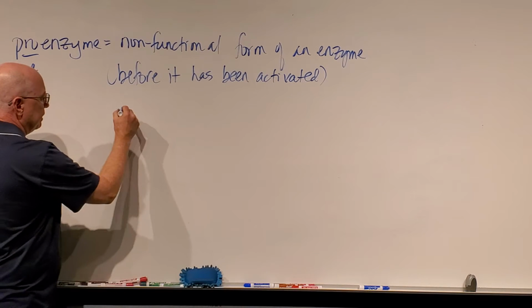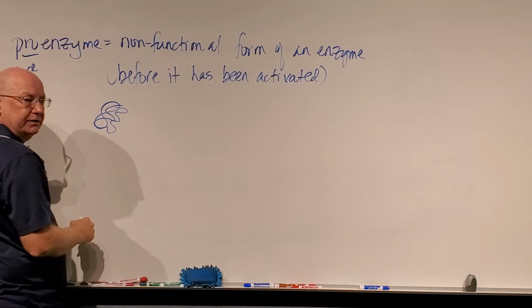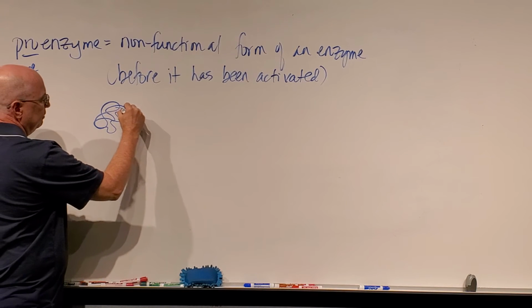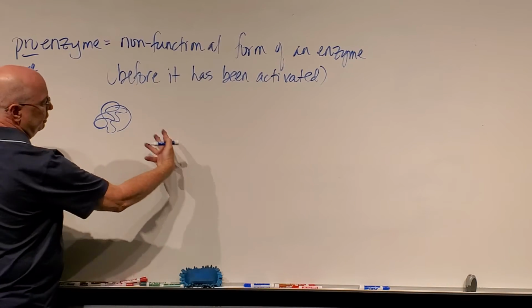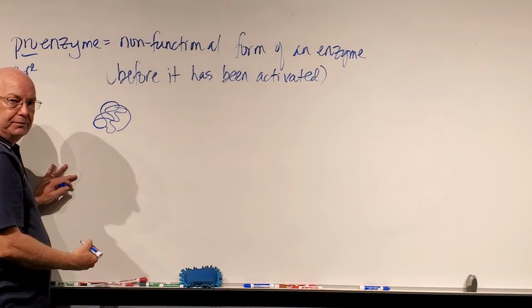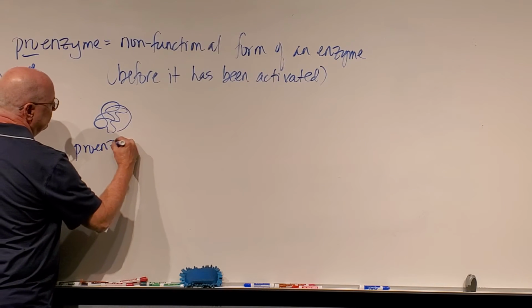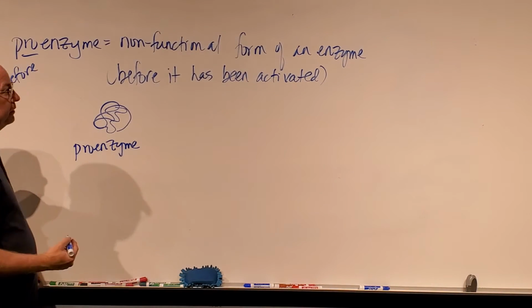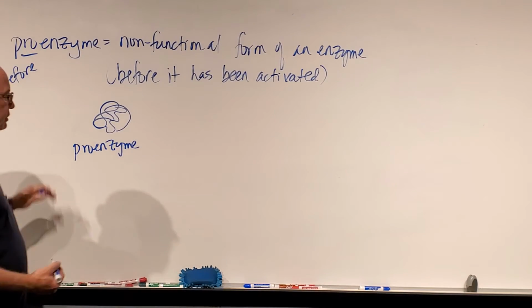So let's say I make an enzyme, fold up a protein, and I have an active site here. But sometimes part of the molecule is bound and covering the active site so nothing can bind there. So this is inactive. We would call this the proenzyme. And it's non-functional because it has not been processed yet.